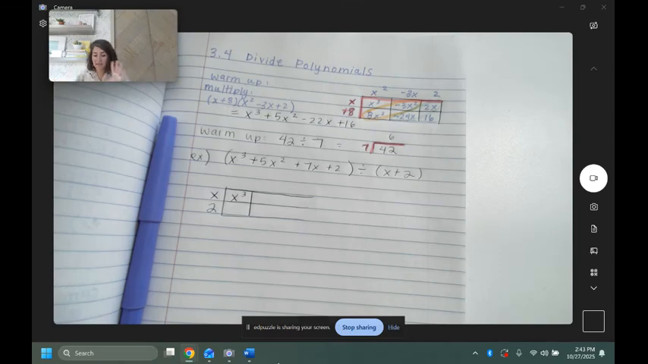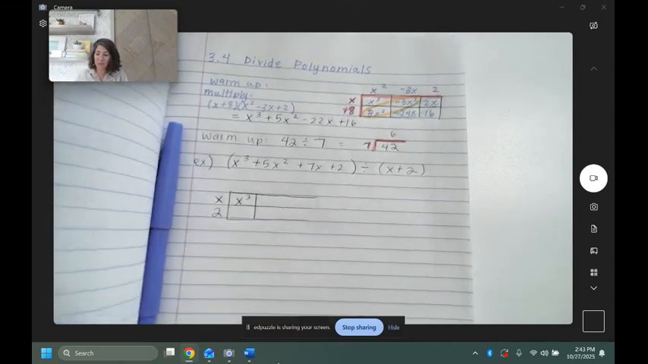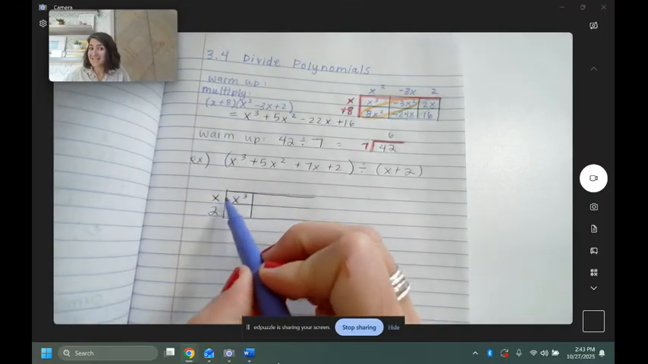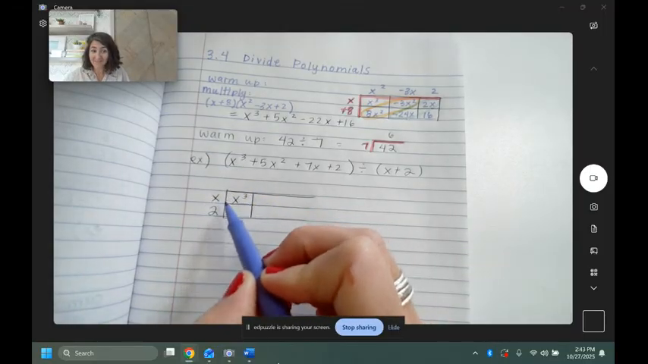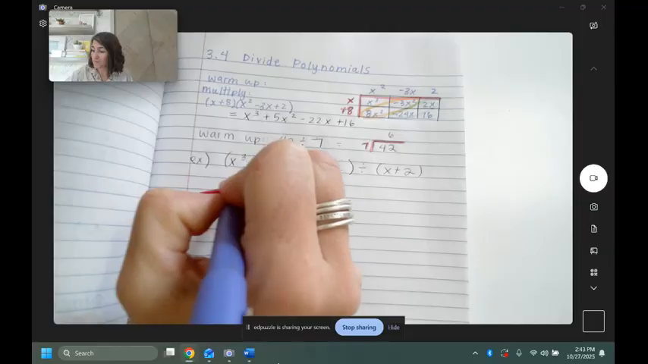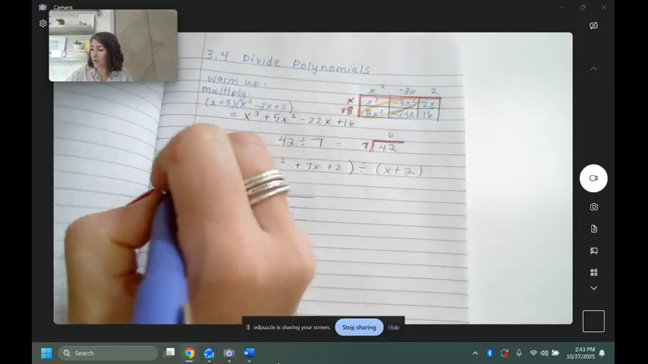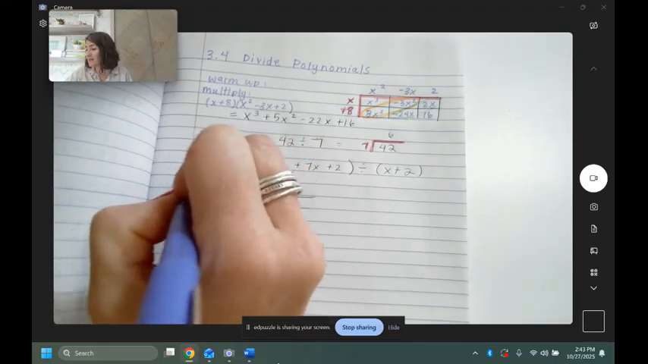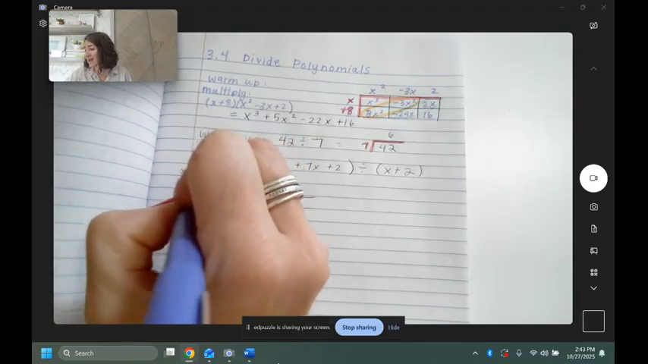With dividing polynomials, I just want you to keep asking yourself these 2 questions. The 2 questions are, x times what is x to the third? So for this term here, x times what is x to the third?